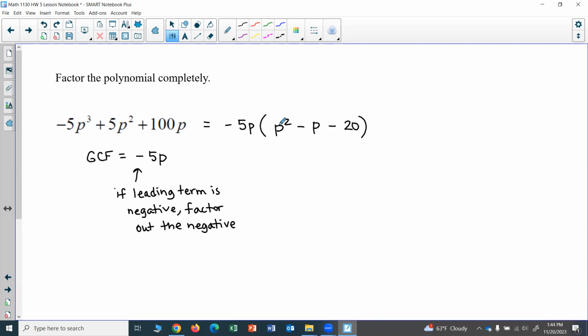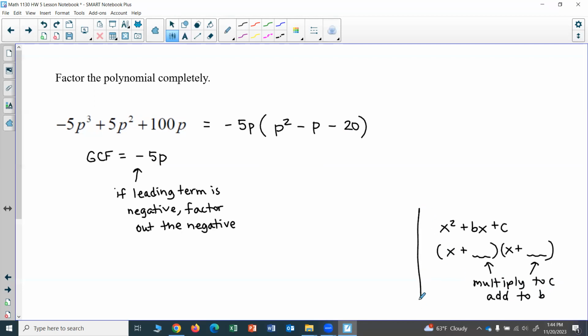So now I have a quadratic in the form x squared plus bx plus c. And so I know it's going to factor as x plus some blank times x plus some blank. And these two numbers here have to multiply to be c and add to be b. So that's the rule I'm going to use up here. I have p instead of x.